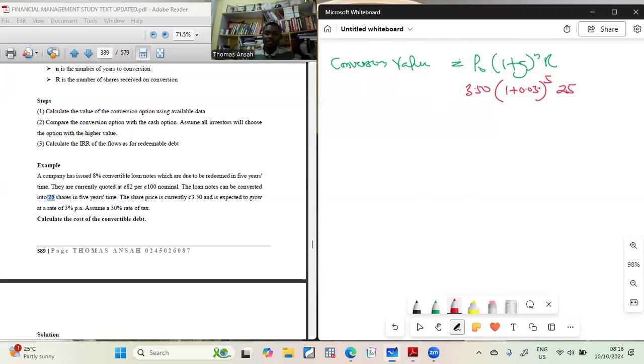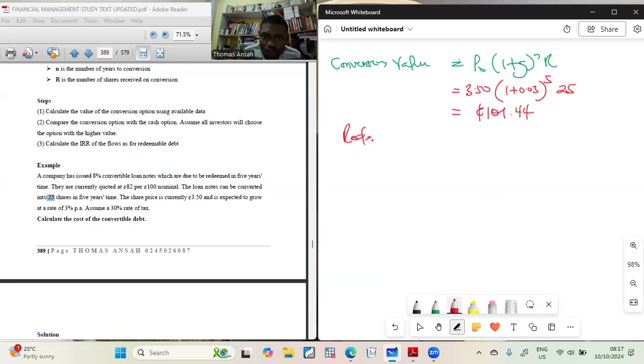So if you do your multiplication, 1.03 raised to the power 5 years, multiplying 3.50 and also multiplying 25 shares, what do you get? That is 101.44. It's 43 something, but I keep it at 44. And I'll compare it to the redemption value.